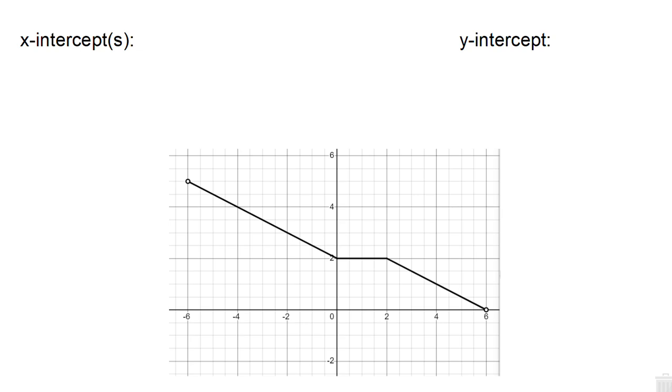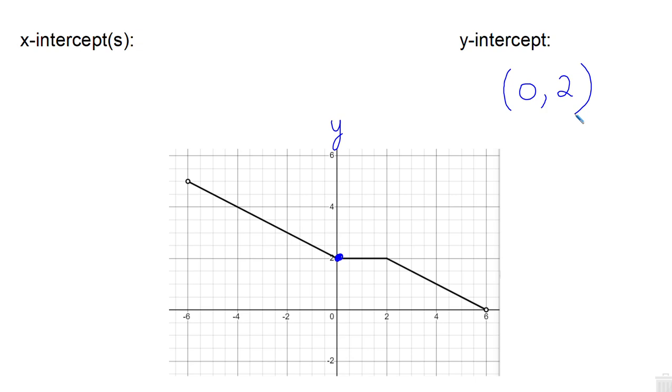Here we have another tricky one. Let's do the y-intercept first, because it's pretty easy here. Our y-intercept, we're crossing through our y-axis right there at 2, which means it's an x value of 0 with a y value of 2.